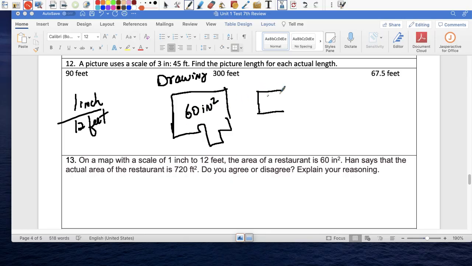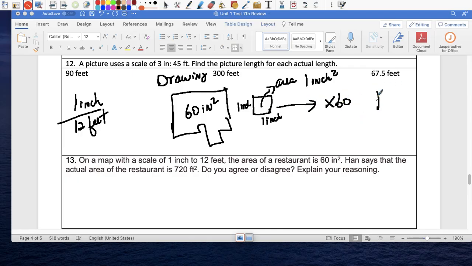I should have made the restaurant a little bigger. Anyways, in my drawing, imagine this is a 1 inch by 1 inch square. If I told you to find the area of that, that area would be 1 inch square, because it's 1 times 1. The restaurant in my drawing is made up of 60 of these.